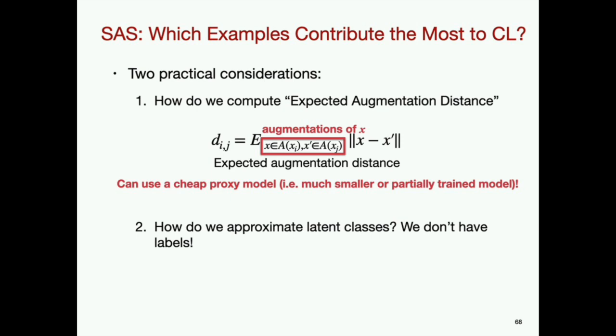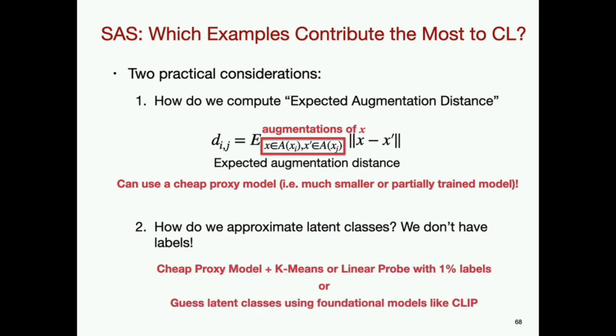And then the second thing was I kept mentioning latent classes, but that doesn't fully make sense because we don't have labels here, right? So what's up with that? The way we can solve this problem is, again, we can use the cheap proxy model and do k-means clustering on the representations we get from that. Or we can do the linear probe strategy I described earlier with a small fraction of labels. Or if you don't have these methods available, you can even guess the latent classes using foundational models like CLIP. In our paper, we show that all of these low-cost methods of estimating latent classes are just as effective.